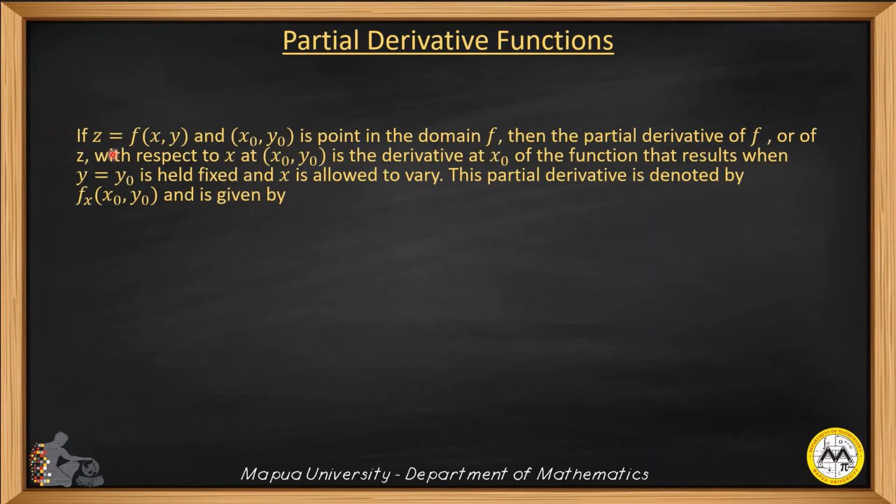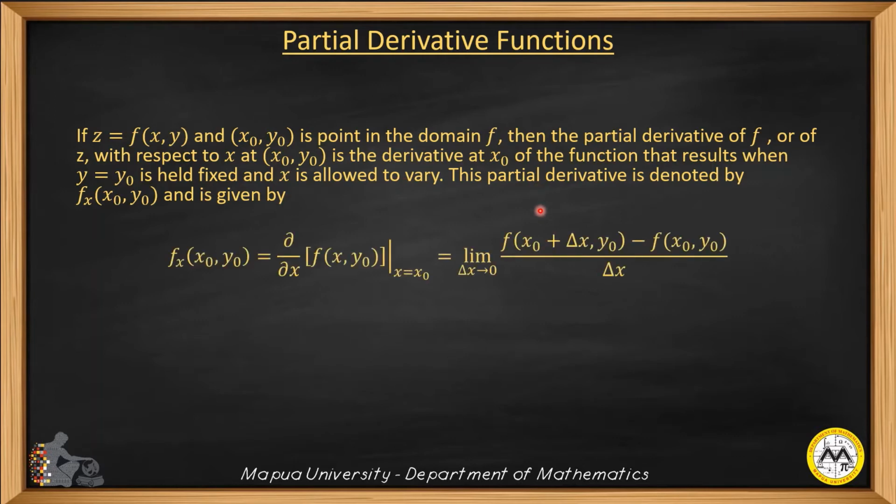Okay, given a function z dependent on x and y, if we want the partial derivative of z with respect to x, evaluated at the point x0, y0, then the partial derivative of f with respect to x is obtained by differentiating f with respect to x while holding y constant or fixed. So the partial derivative of z with respect to x would be denoted as follows.